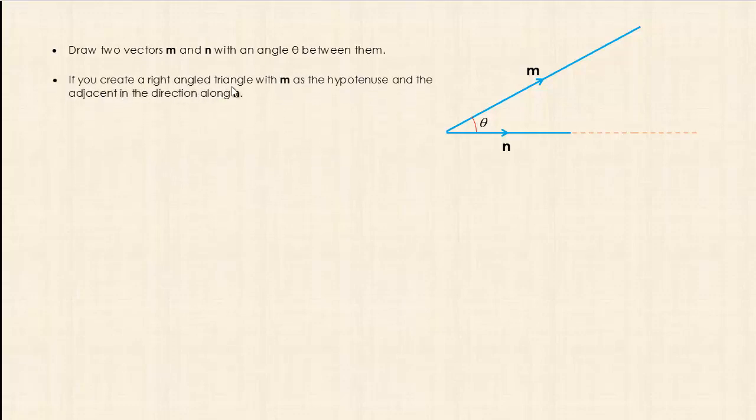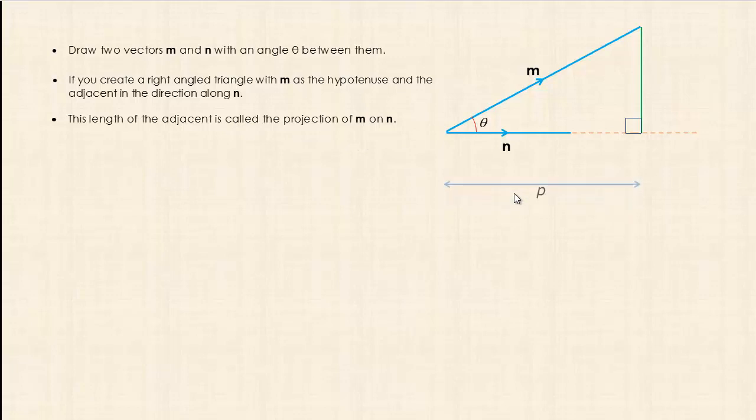If we create a right-angled triangle with m as the hypotenuse and the adjacent in the direction along n, so we'll drop a perpendicular here. So this is a right angle, and we can see that m is the hypotenuse. The length of the adjacent is called the projection of m on n. So that's this length here, which I'm going to call P.